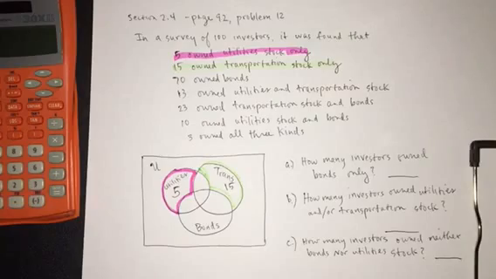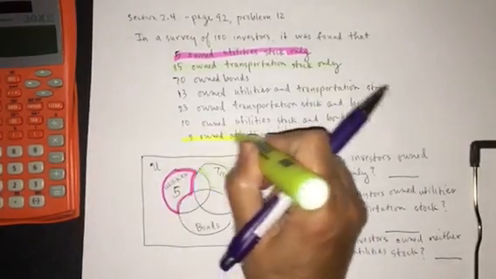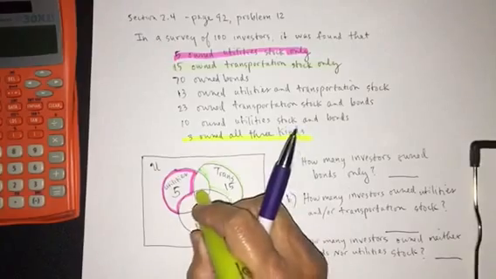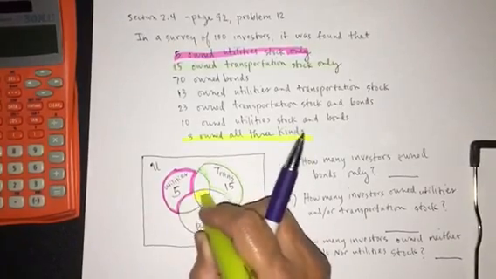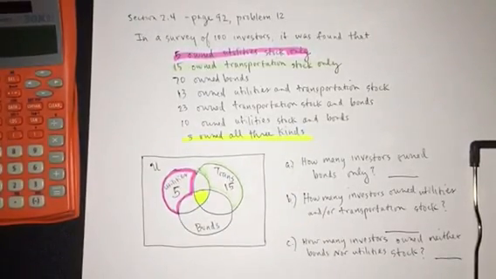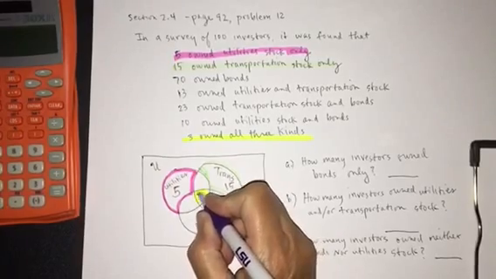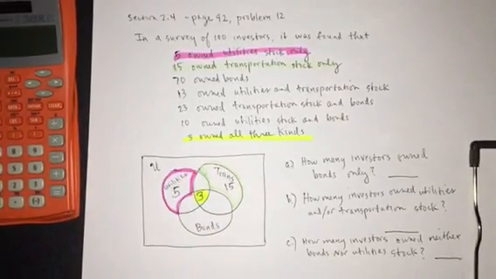So I have 3 people owned all 3 kinds. This will be the portion in the middle where all 3 intersect. And in that yellow area, I'll put 3. 3 people owned all 3 kinds.